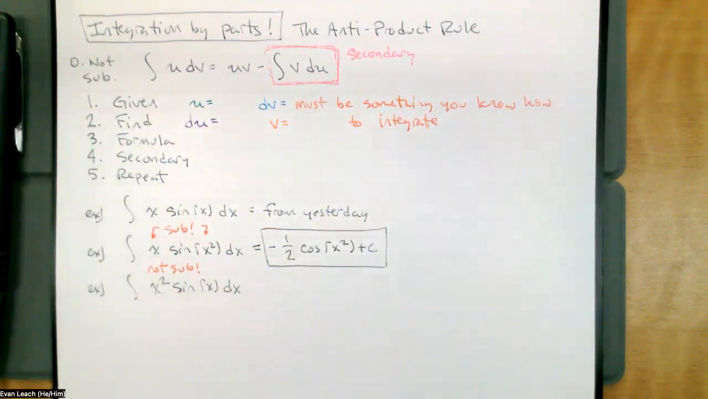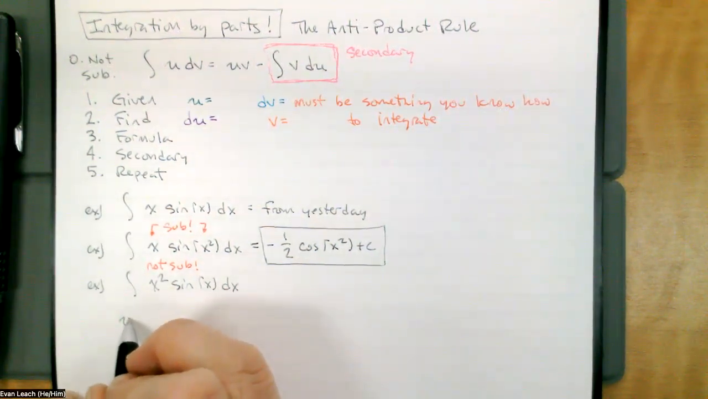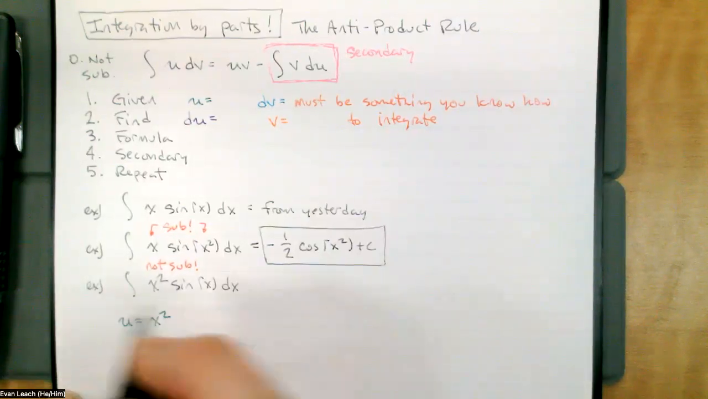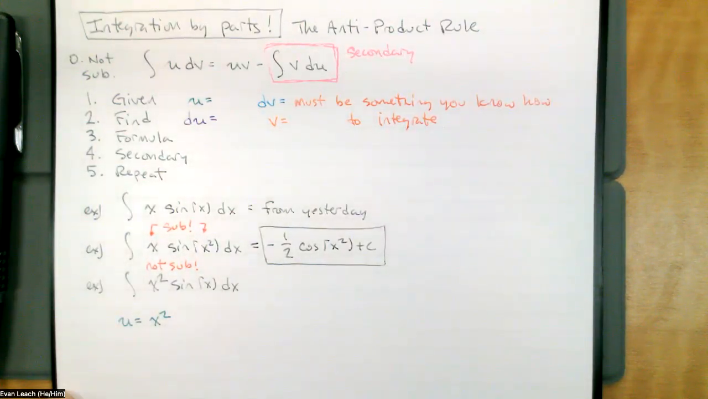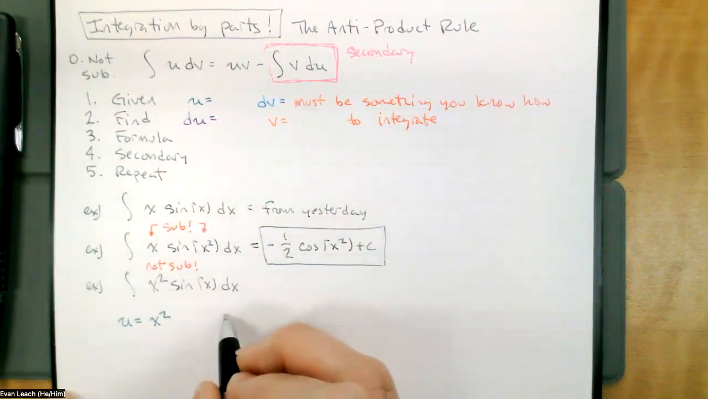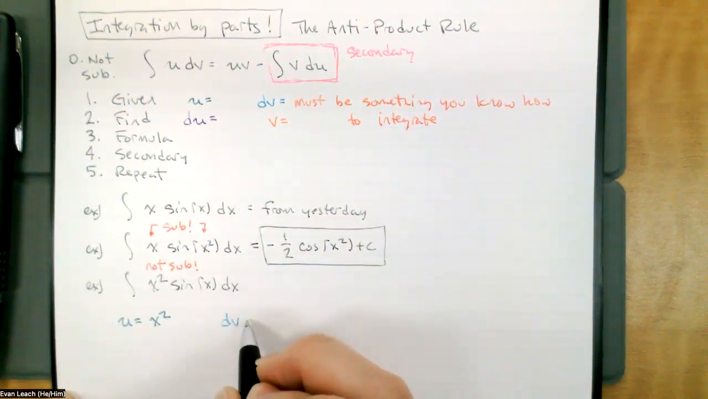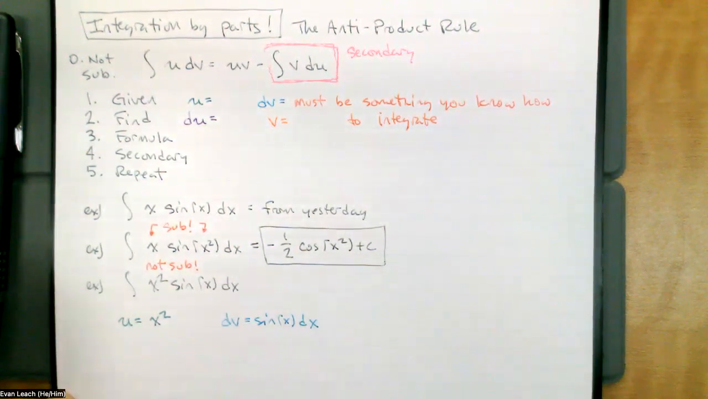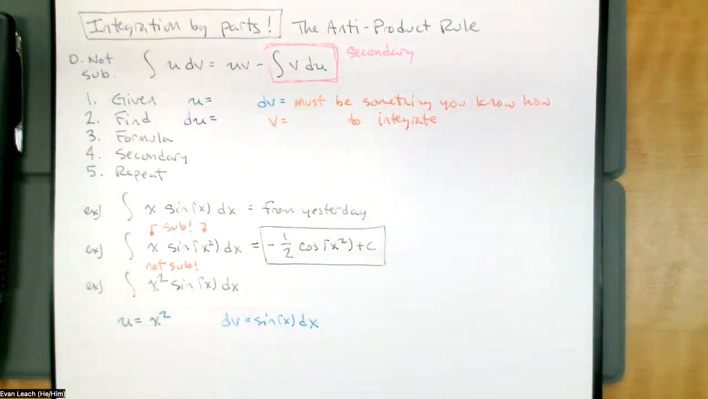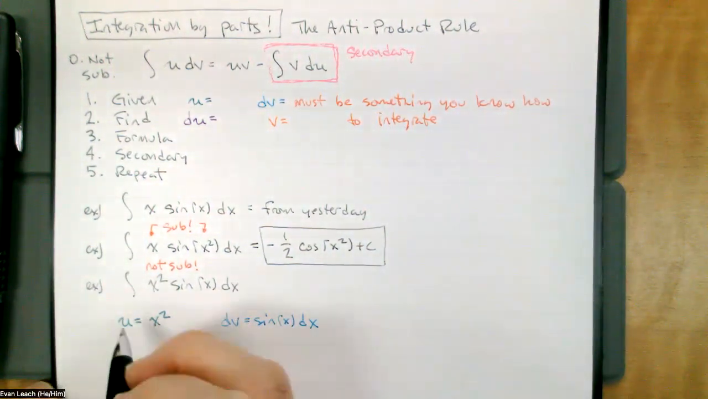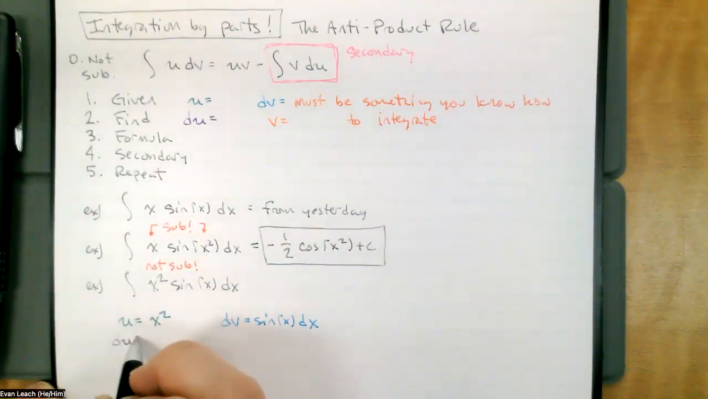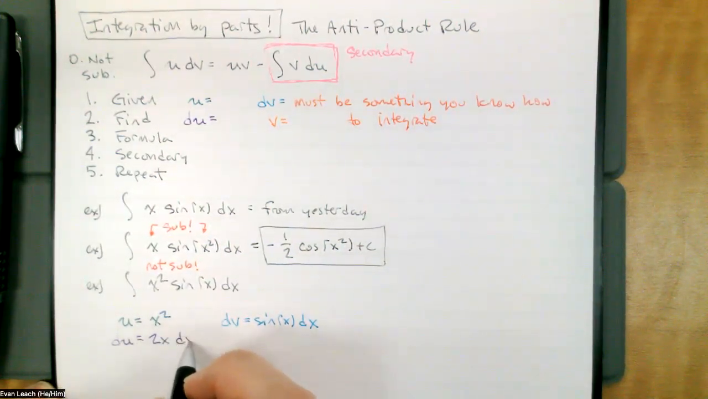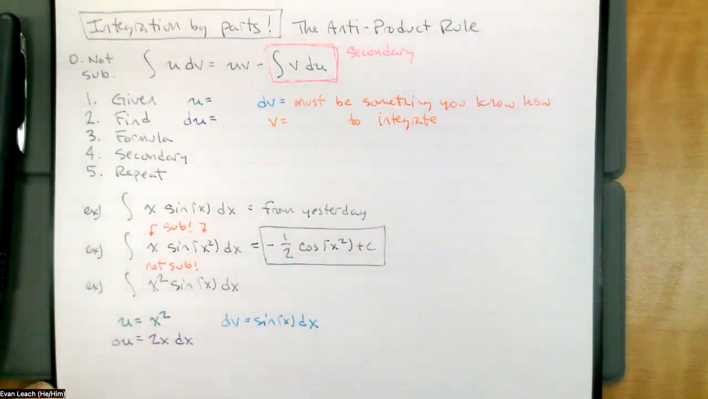Let's set u as x squared. That means dv will be the sine of x dx. So we've made a choice with our given parts. Next, we need to find the other two parts. Differentiate to find du, and integrate to find v.